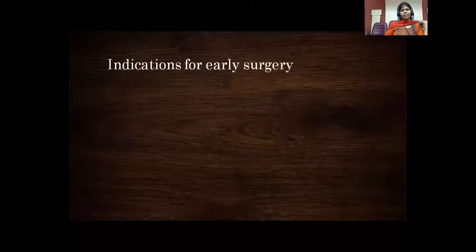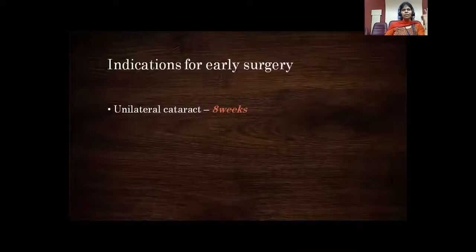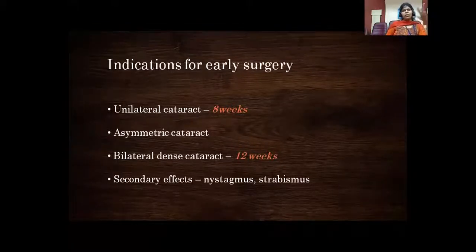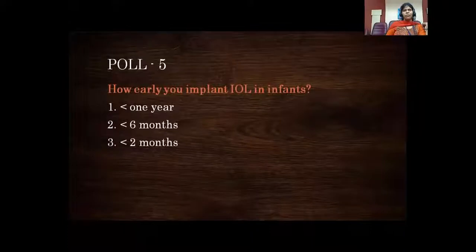So in an infant, how early should the surgery be? In unilateral cataract, as we said, it is an emergency at any age. Up to 8 weeks or around 8 weeks, we can plan to operate the cataract. In asymmetric cataract, again 8 weeks. Bilateral dense cataracts, we can wait up to 12 weeks if there is no nystagmus or other symptoms and do the surgery. Between the eyes, the spacing should be 1 week. And like we said, if secondary effects are there, early surgery is preferred.